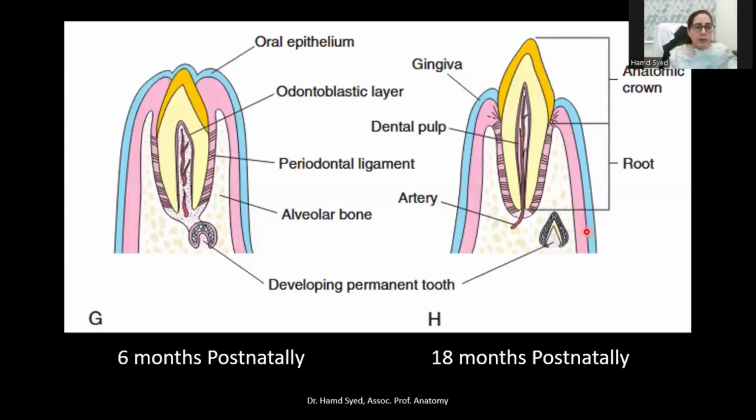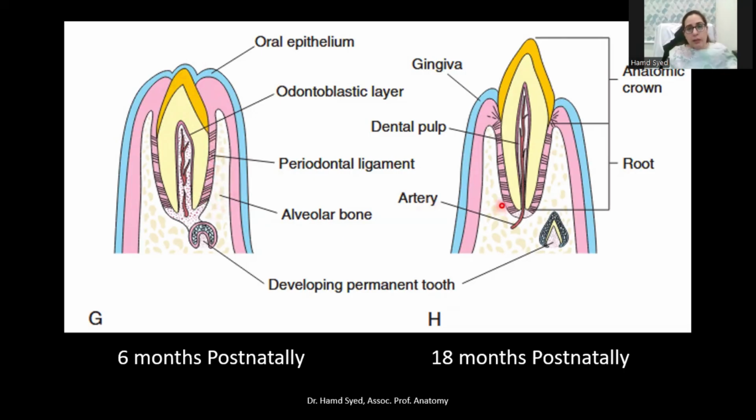So 6 months postnatally, this is the picture that you can see. And you can see over here, the tooth hasn't erupted yet, so it is still covered by the oral epithelium. This here in yellow is representing the enamel, which is covering the crown. And beneath that, this is the dentine forming the bulk of the tooth. And then comes your dental pulp, which contains the blood vessels. And surrounding that is your periodontium and your alveolar bone.